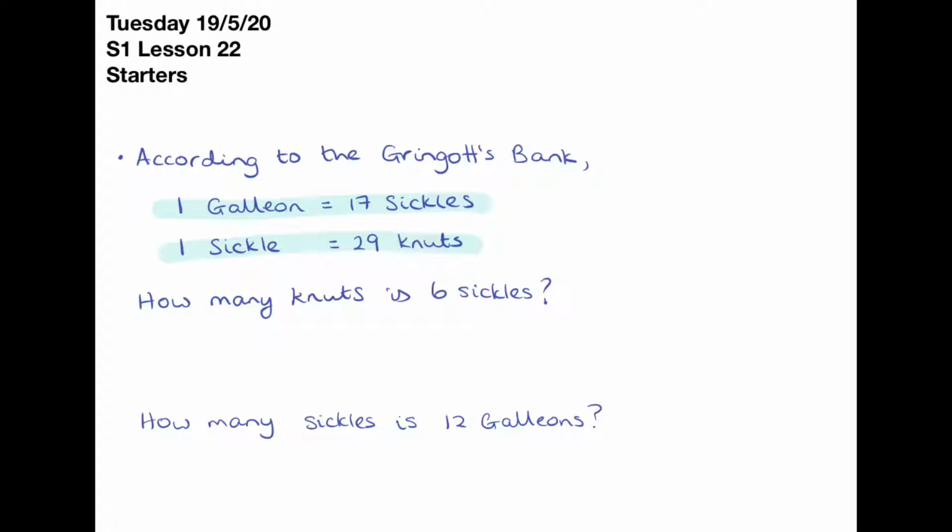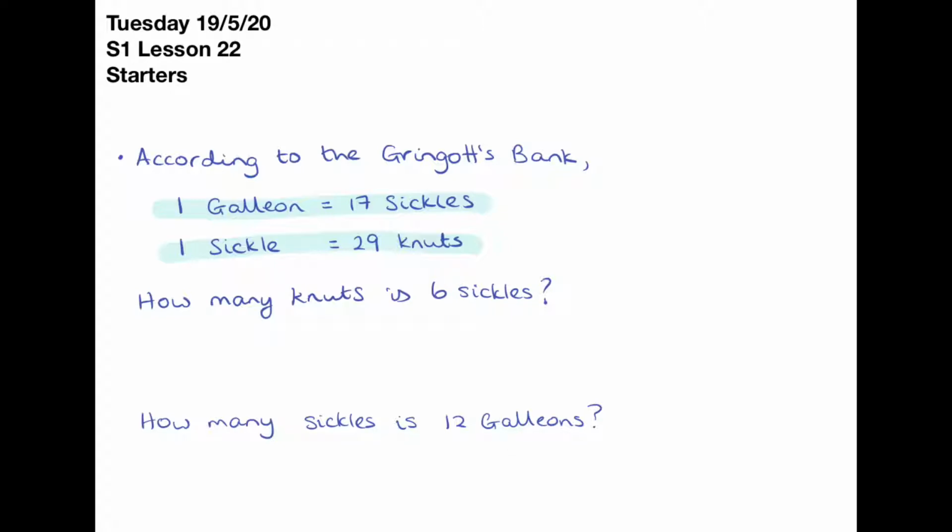We're looking at lengths in particular, and today our starters are a little bit different. So I looked up the Harry Potter currency and I found out, according to the Gringotts Bank, that 1 galleon is equal to 17 sickles and 1 sickle is 29 nuts. Obviously they're not dealing with ones and hundreds like we tend to do. So 2 questions: how many nuts is 6 sickles and how many sickles is 12 galleons?